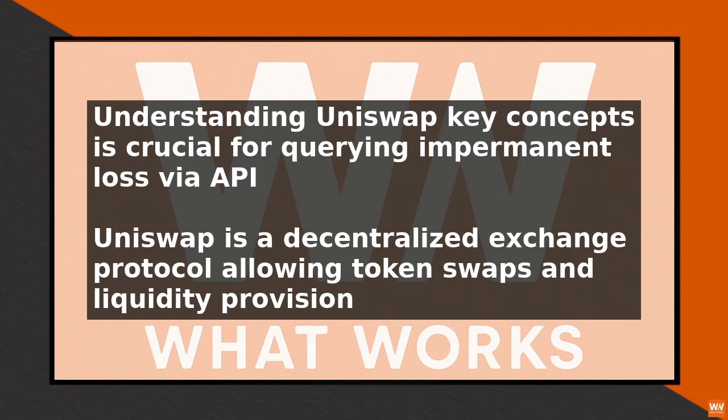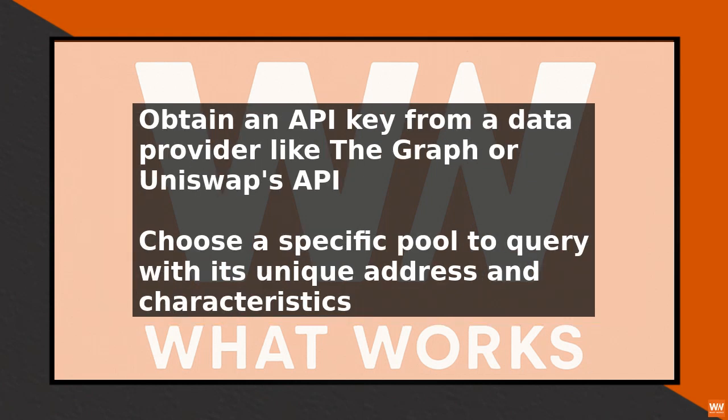The Uniswap API provides access to data on pool liquidity, token prices, and other relevant information. First, you need to obtain an API key from a data provider such as the Graph or Uniswap's own API. This key will grant you access to the necessary data. Next, choose the specific pool you want to query, as each pool has its own unique address and characteristics.